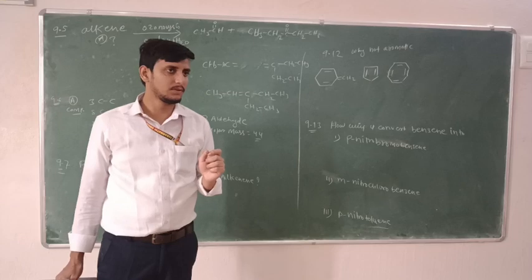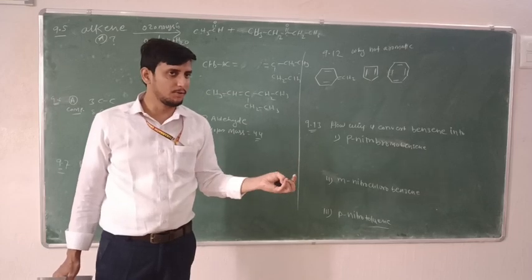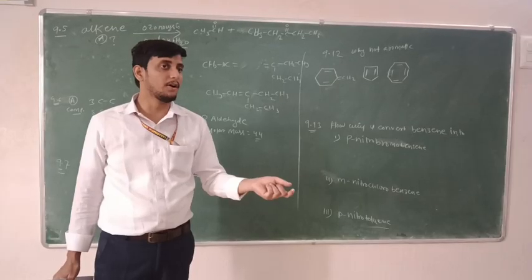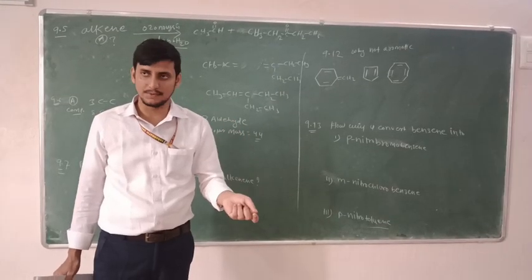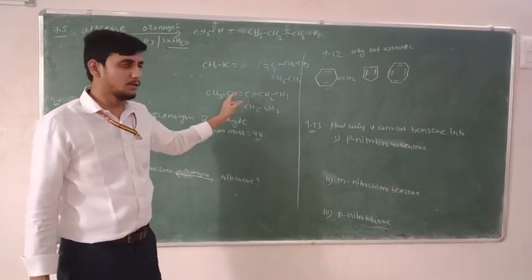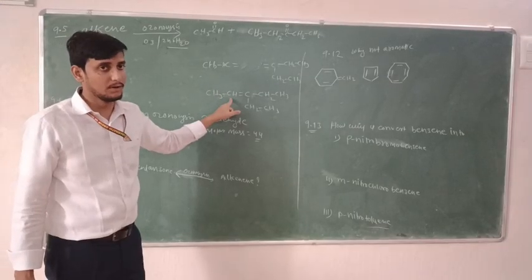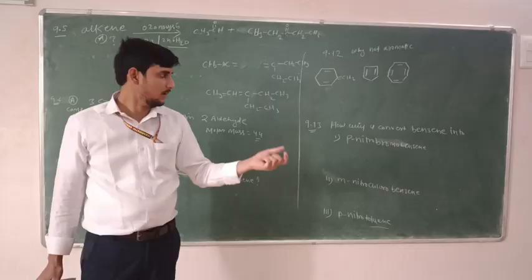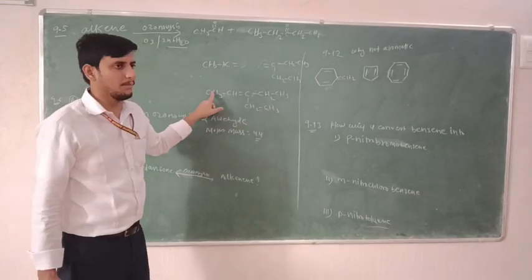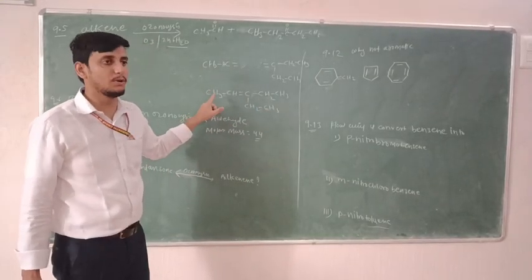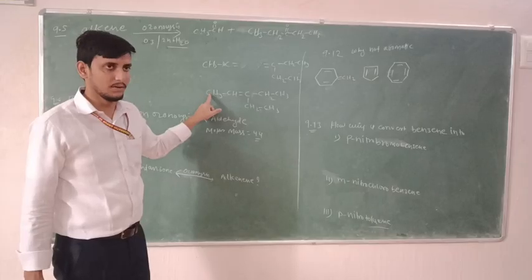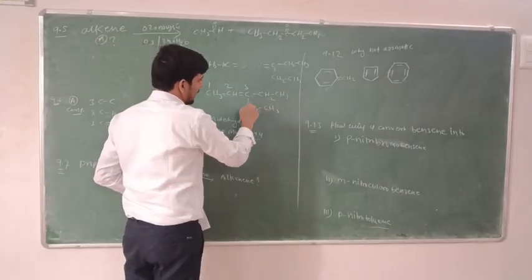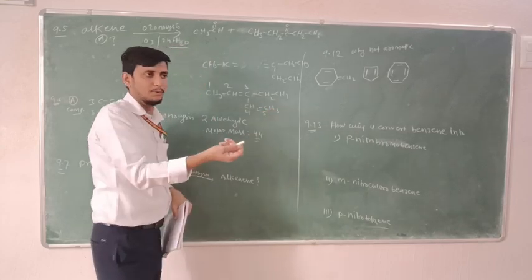What is the rule? Give priority first to the functional group, then the multiple bond, then the number of carbons, then the substituent. Is there any functional group? No. Multiple bond? Yes. So give the lowest locant to the multiple bond. From here or from here, where do we get the lowest locant? Here: 1, 2, 3, 4, 5 or 5, 4. Any side you can move.